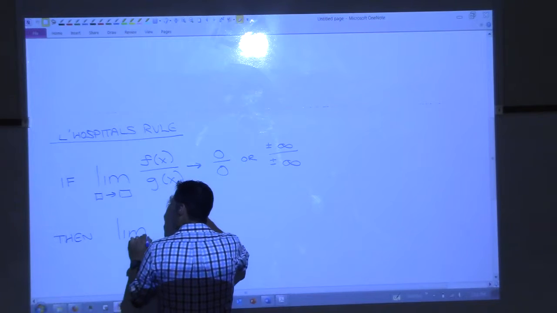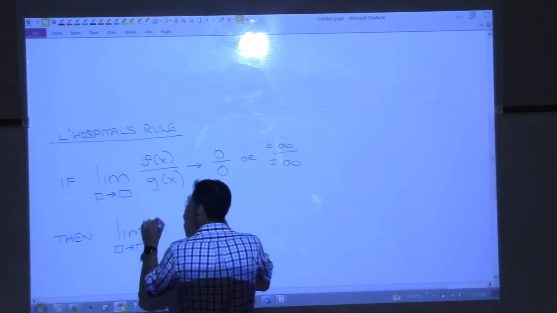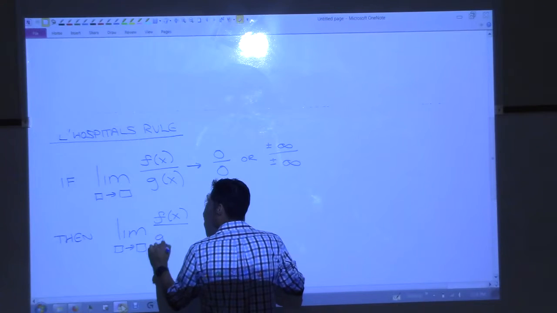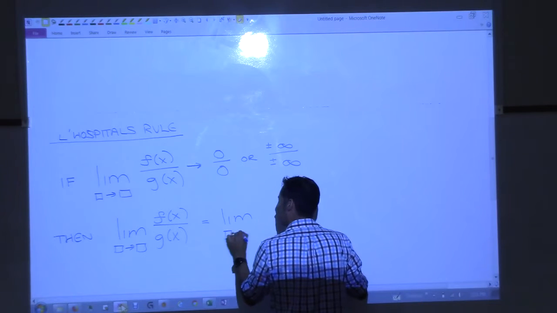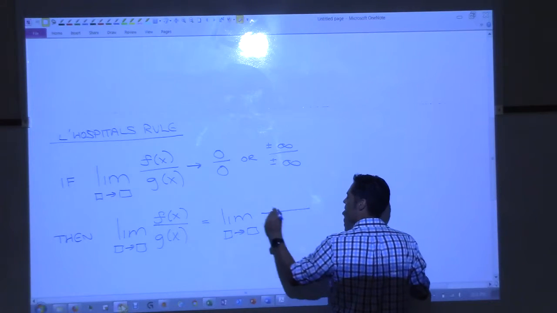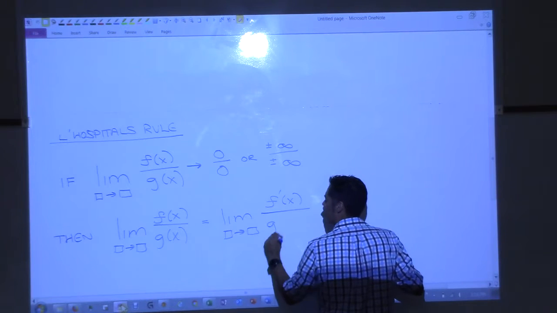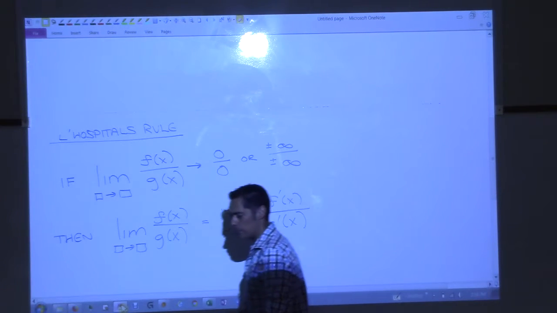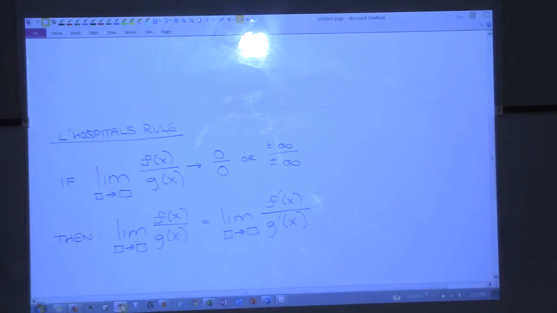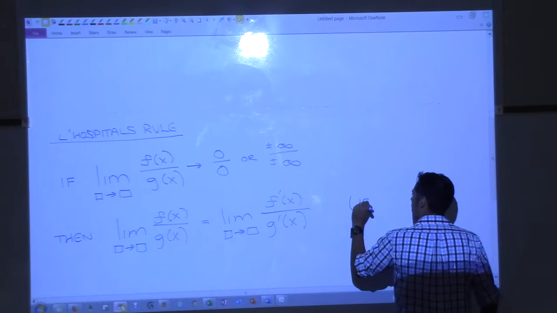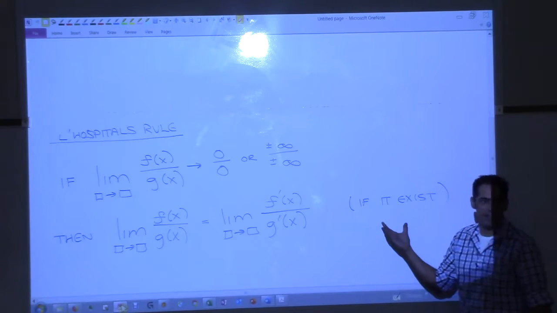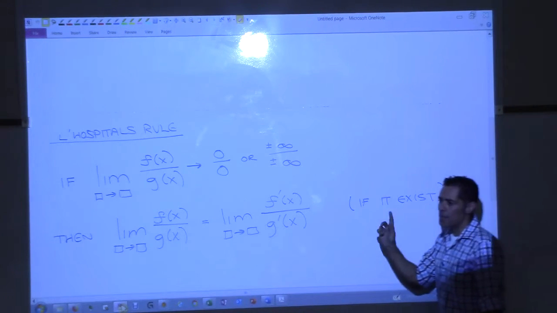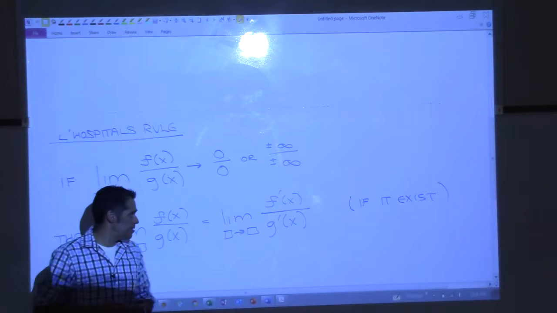that limit that you're trying to find, this is what we're trying to find, right? That is equal to this limit, if it exists. Some limits just don't exist. Sometimes we just can't take a limit. The limit doesn't exist. But if the limit exists, it's equal to this.